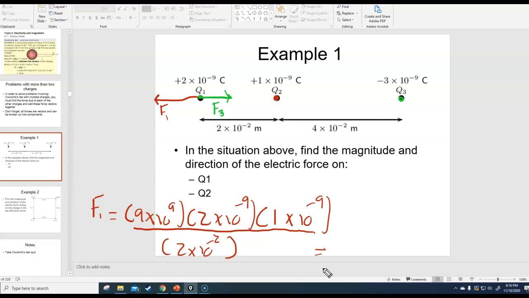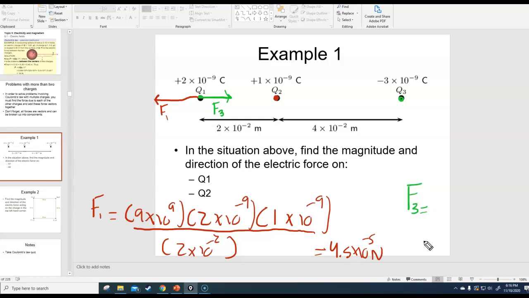Okay, so I'm going to plug all of this into my calculator. So I do 9 times 10 to the 9 times 2 times 10 to the negative 9 times 1 times 10 to the negative 9, and then divide by the distance between them squared. Okay, and I get 4.5 times 10 to the negative 9 newtons, and the direction of that is to the left.